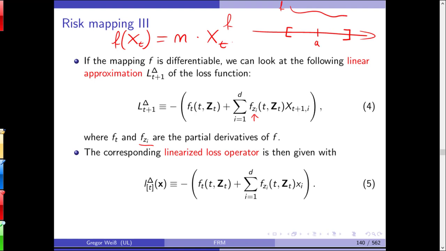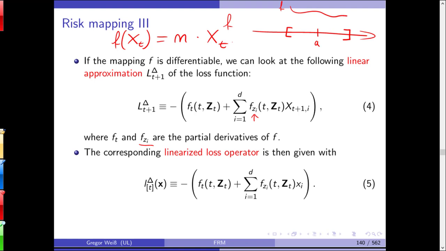Is it a good thing to do? Well, probably not. A linear approximation is always exactly this, a linear approximation. And an approximation can be good or can be bad. Depends on what you are approximating. And the corresponding linearized loss operator is given below.